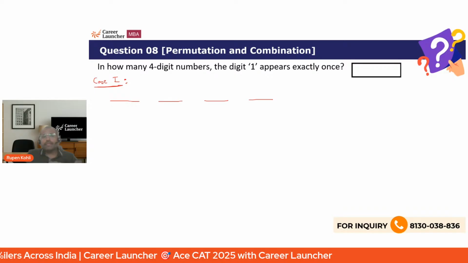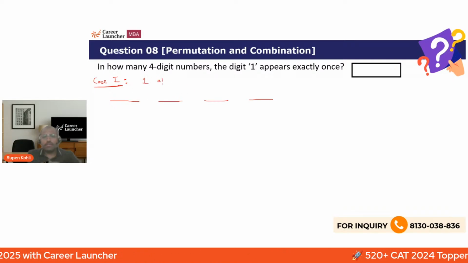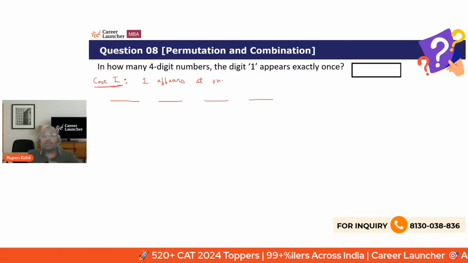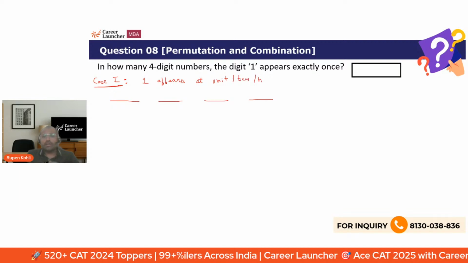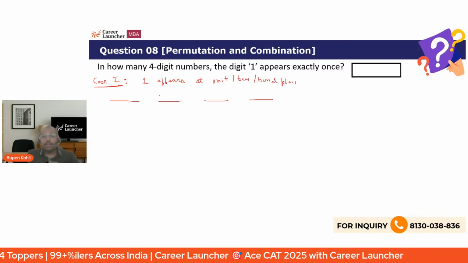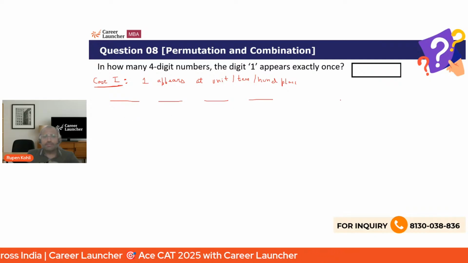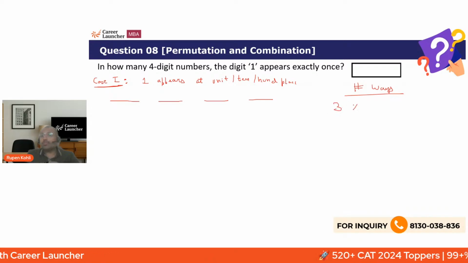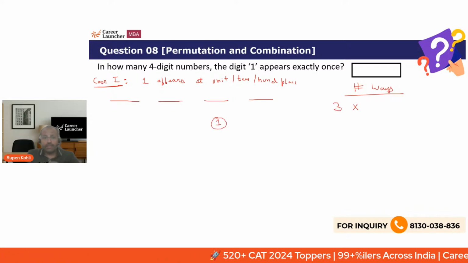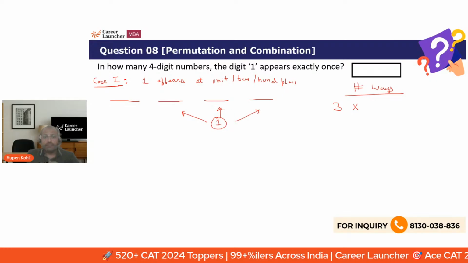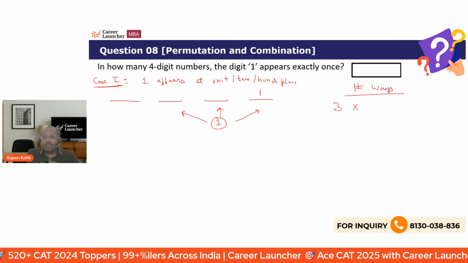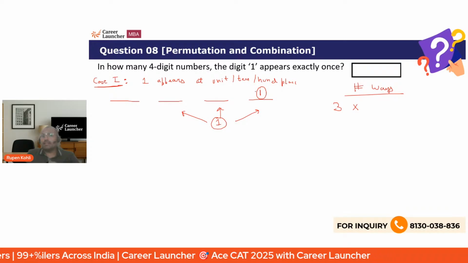Case one, that one appears at one of the last three positions, right? One appears at either the units or the tens or the hundreds place, right? So therefore, three ways. I'm writing the number of ways over here. Three ways where you're putting that one, right? That one is going either here or here, right? Let's say that one comes over here. Three ways it could have come.